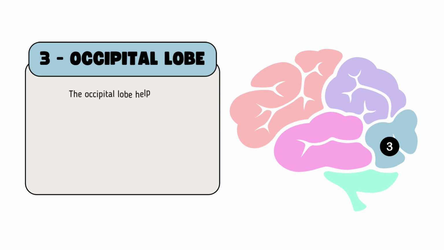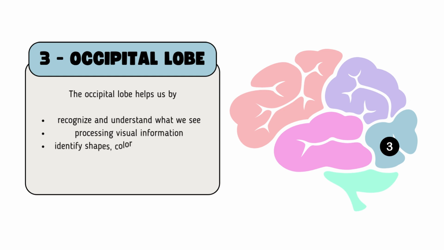Okay, the occipital lobe helps us recognize and understand what we see, processing visual information like identifying shapes, colors, places, and faces. It is the vision center and is located on the back of the brain.